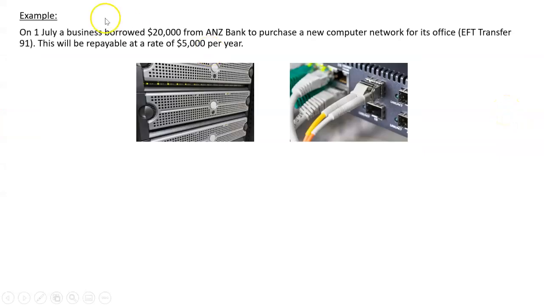So the first thing I guess we do is we go to the bank on 1st of July, and we're going to borrow $20,000 from ANZ Bank to buy a new computer network for our office. We've got a document number here, EFT transfer 91, and we're going to repay that at a rate of $5,000 per year. $20,000 loan, $5,000 per year, so it looks like it's a 4-year loan.